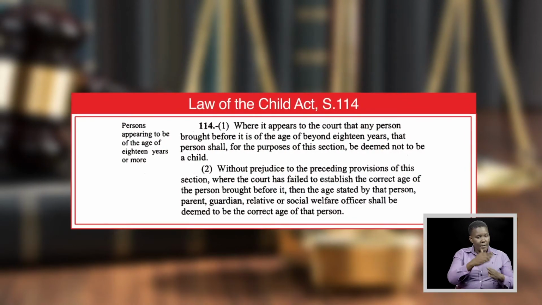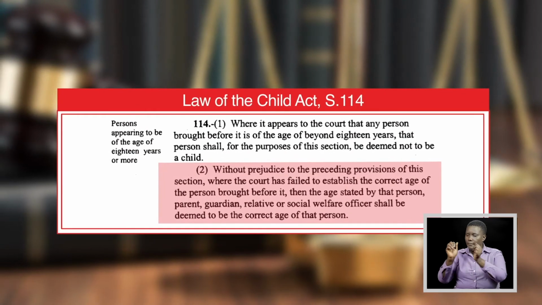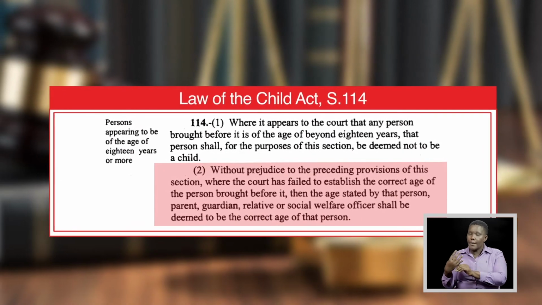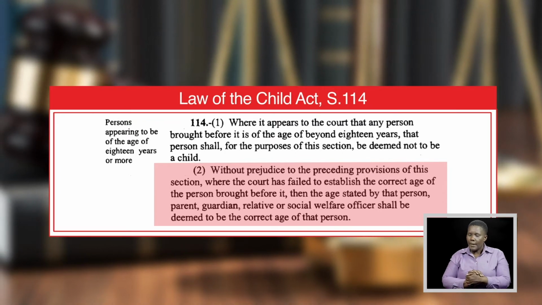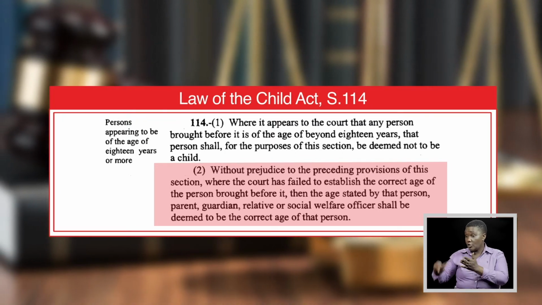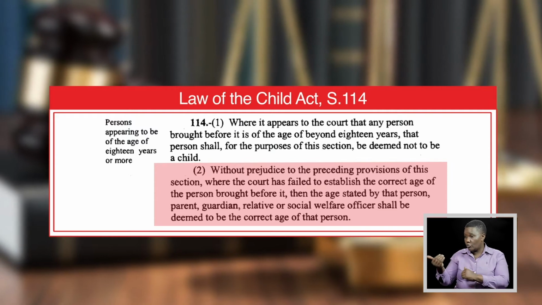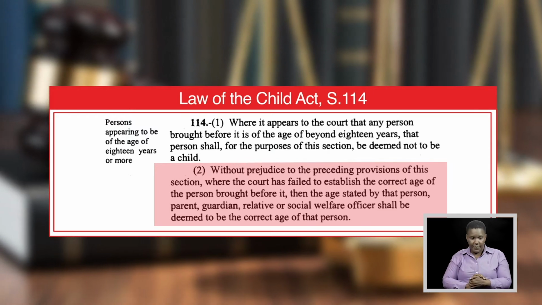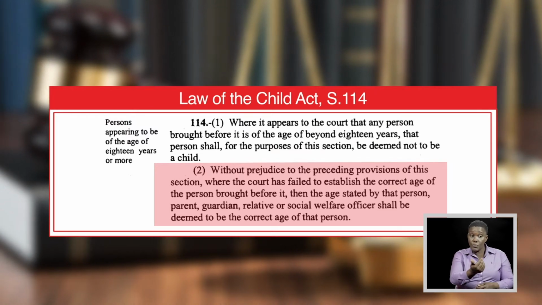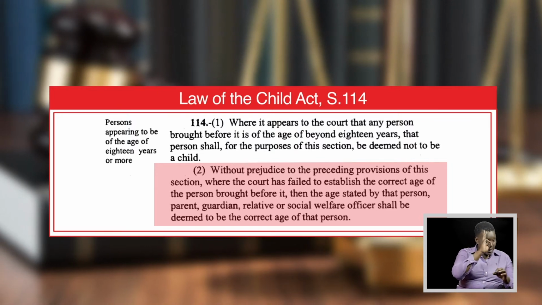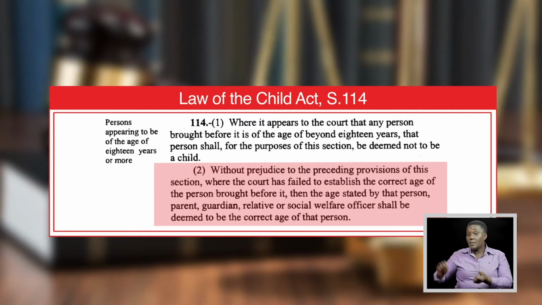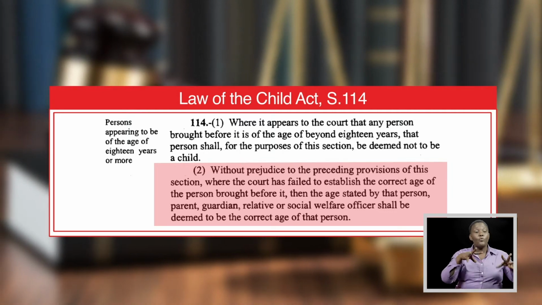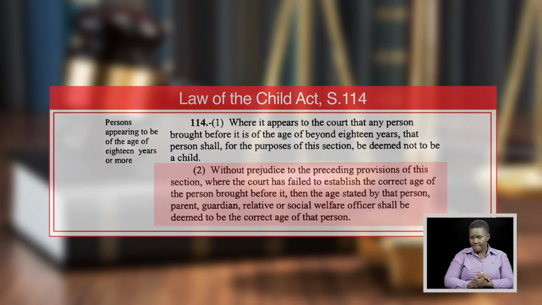The law under Section 114, subsection 2 of the Law of the Child Act states that if the court has failed to establish the correct age of the person brought before it, then the age stated by that person, parent, guardian, relative, or social welfare officer shall be deemed to be the correct age of that person.